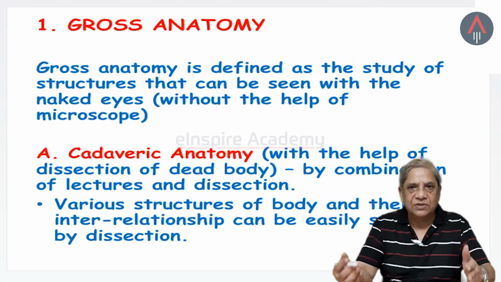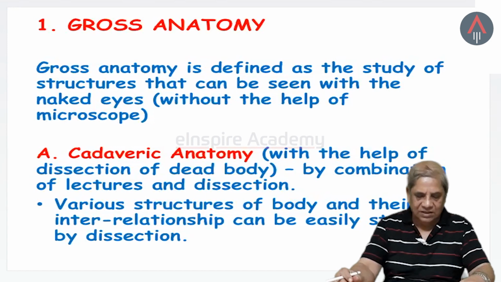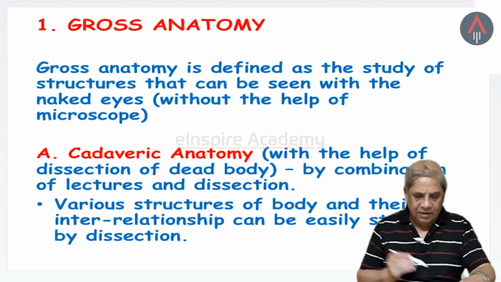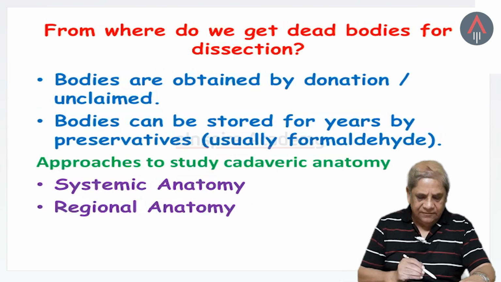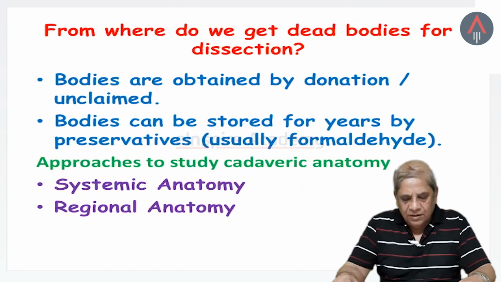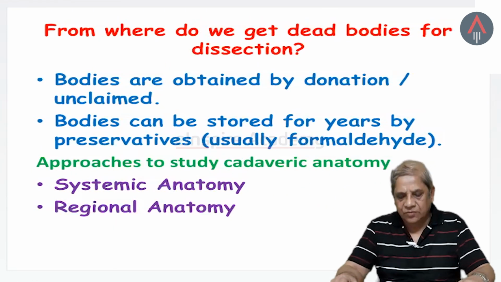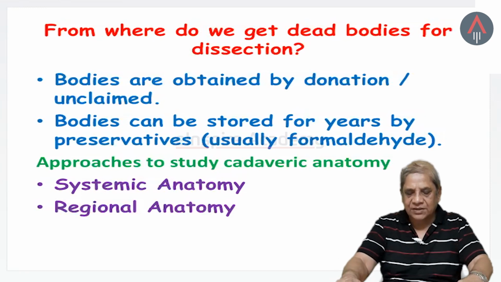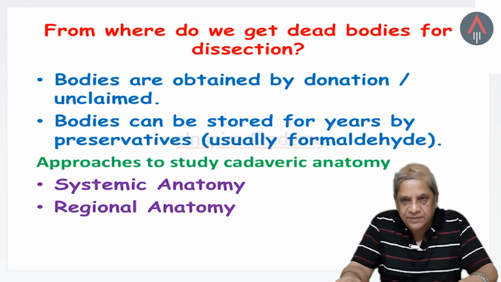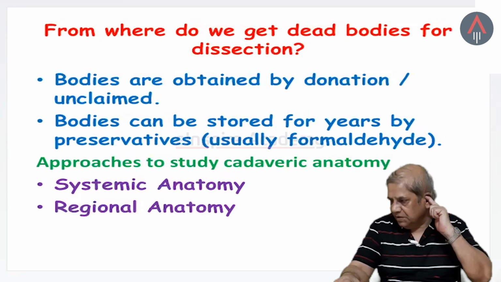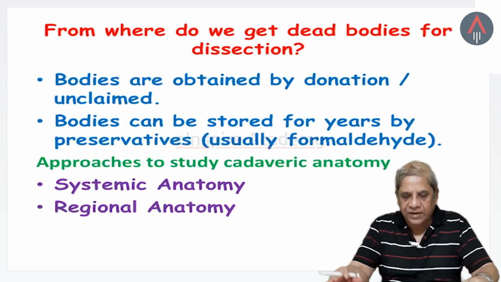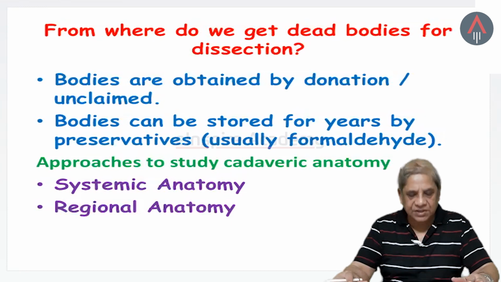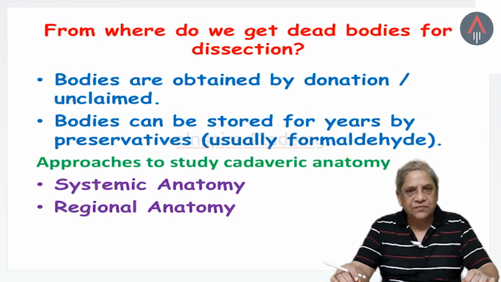That was our definition of the anatomy, which you can see by the naked eye. When we go further in this, from where do we get the dead bodies for dissection? When I am teaching you, you will have to go for the dissection and do the dissection on the dead bodies, then the question must be coming in your mind, from where do we get the dead bodies for the dissection? Dead bodies are obtained from two different sources, either by donation or unclaimed dead bodies.